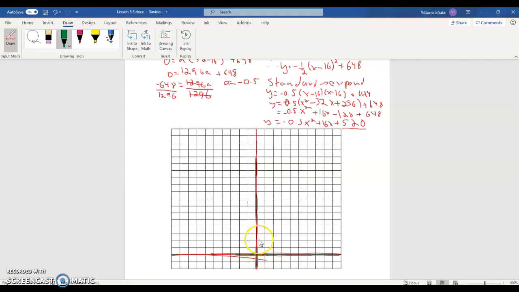So 40, 80, 120, 160, 200, 240, 280, 320, 360, 400, 440, 480, 520, 560, 600, 640, and then this would be 680 over here. So 660 would be over here. So 648 would be roughly over here.